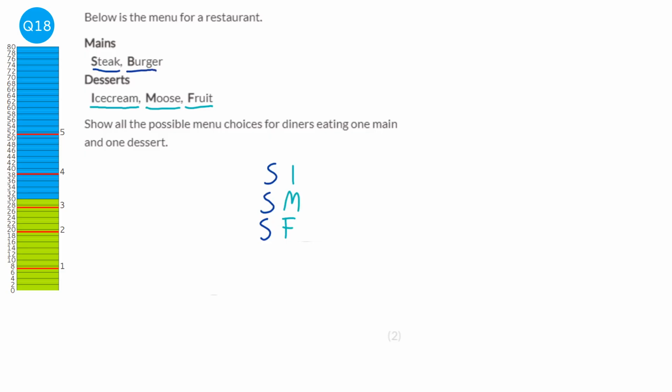And so we're going to look at burger next. And we're going to pair it with the first ice cream. Then burger, we're going to pair it with the mousse. And then finally the burger we're going to pair with the fruit. As long as we do things methodically, we don't ever miss any.